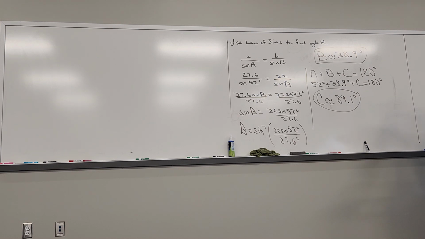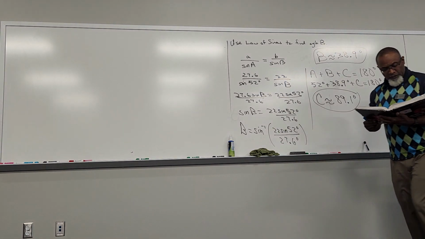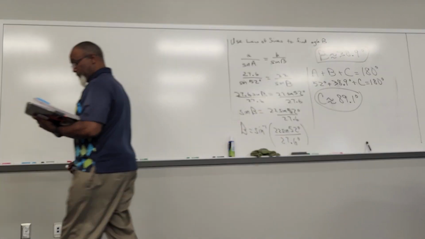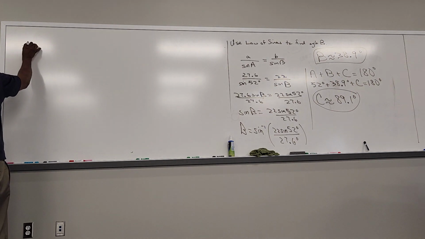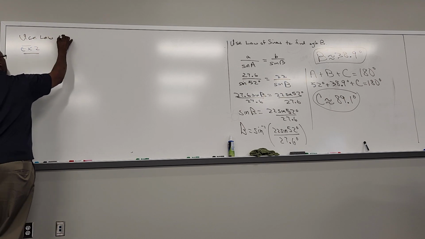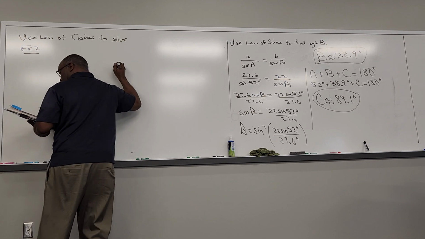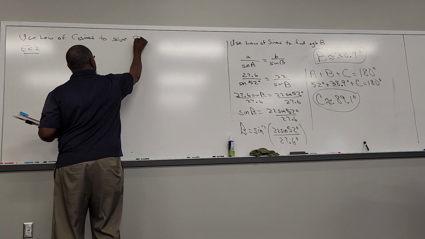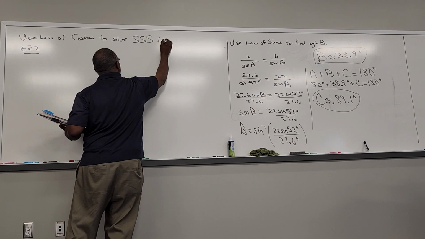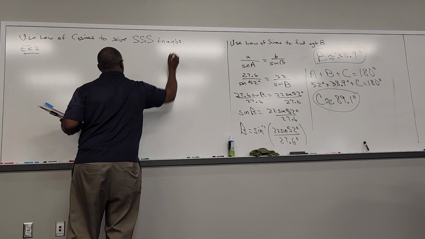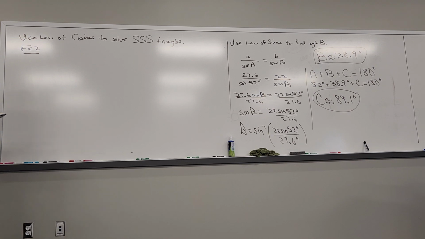Now, we can also use the law of cosines to solve side, side, side triangles. So that's example 2. Use the law of cosines to solve side, side, side triangles. In other words, they're going to give us the length of all 3 sides. An example of that would be example 2.